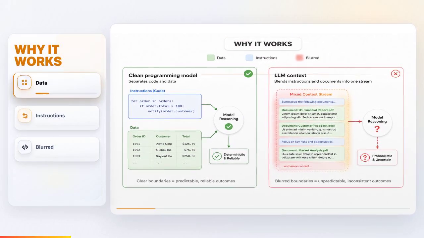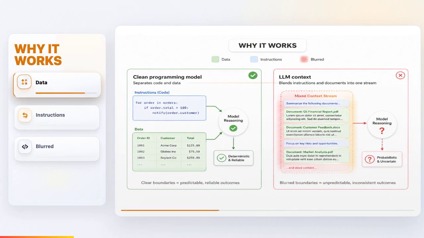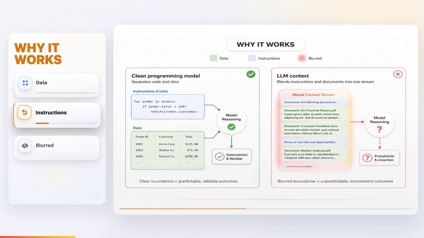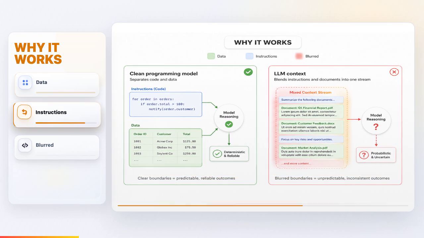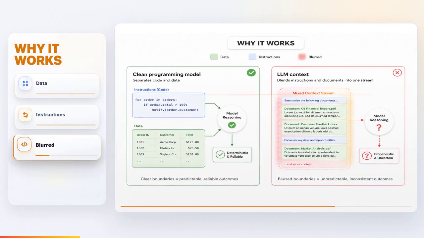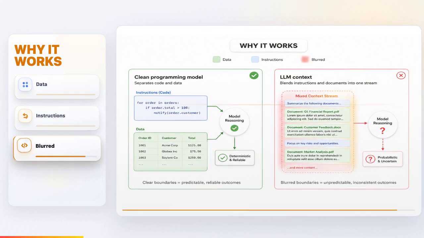Why does this work? Because language models are not born with a security boundary between data and instructions. If untrusted text says, summarize this paragraph, that is data. If it says, call this tool, that looks like an instruction. The model has to infer the difference.